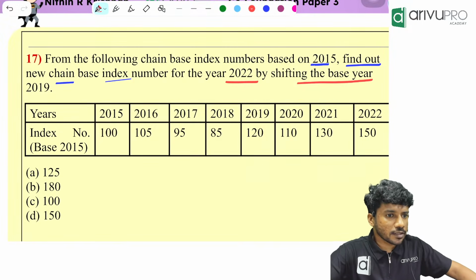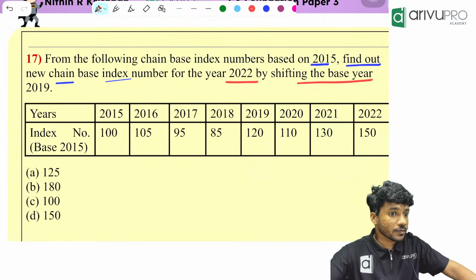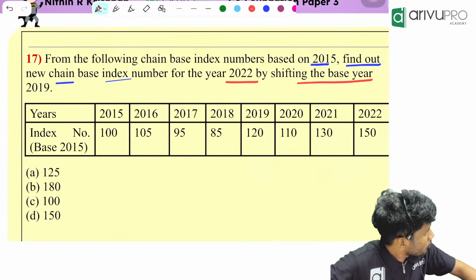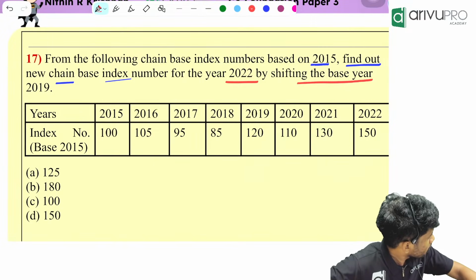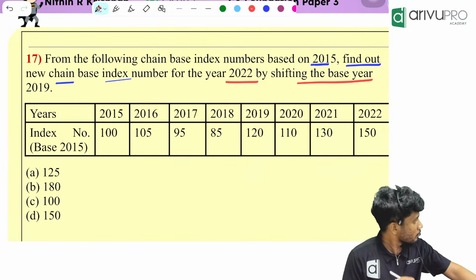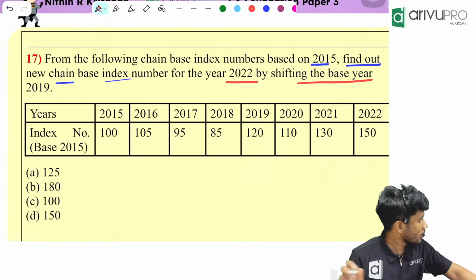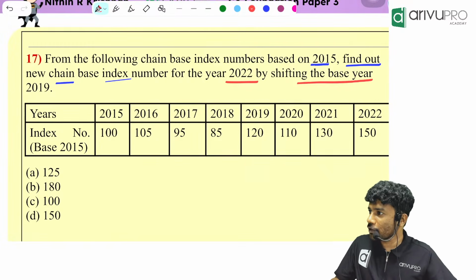Everyone done this? Yes, Nisha? Why is it not coming? I think it's stuck. One second, online. Some issues here.